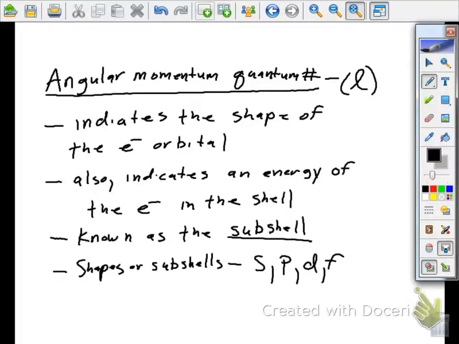So, let's look at the first two. We got principal energy level. This tells where the electron's at, what shell it's in, and it also indicates how many electrons can fill the shell if we use that formula 2n squared. All right?